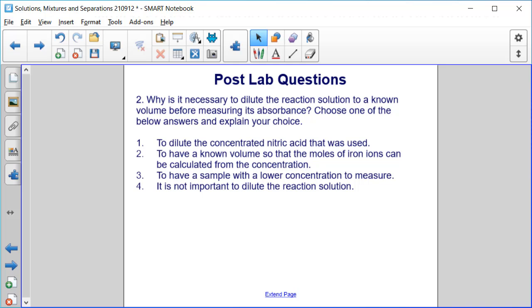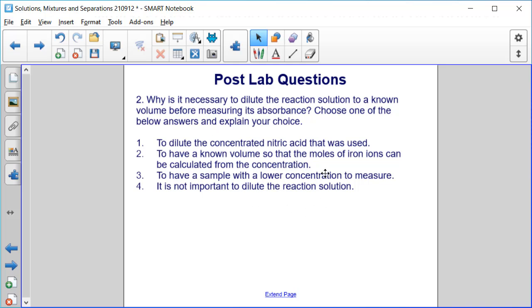Post-lab question 2. Why is it necessary to dilute the reaction solution to a known volume before measuring its absorbance? Choose one of the below answers and explain your choice. 1, to dilute the concentrated nitric acid that was used. 2, to have a known volume so that the moles of iron ions can be calculated from the concentration. 3, to have a sample with a lower concentration to measure. Or 4, it is not important to dilute the reaction solution.